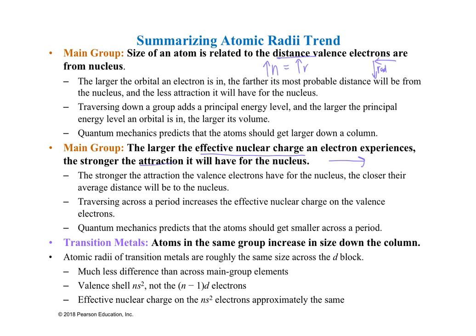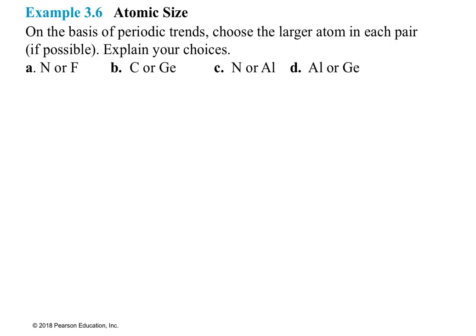Transition metals actually don't have that much of a size change. They're very similar in size, so the trend doesn't really apply much to them, but it is much more visible with the main group elements in the s and the p block. So we're going to look at these elements here.